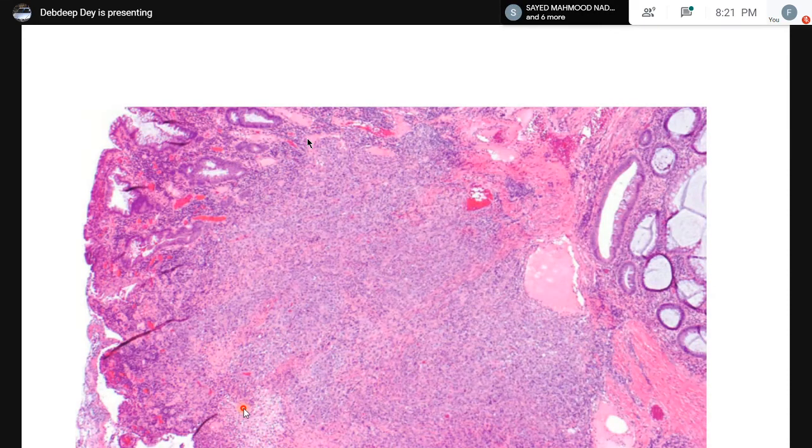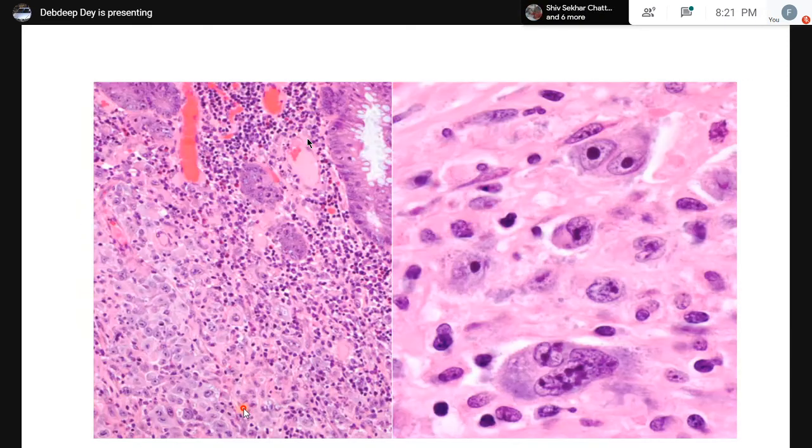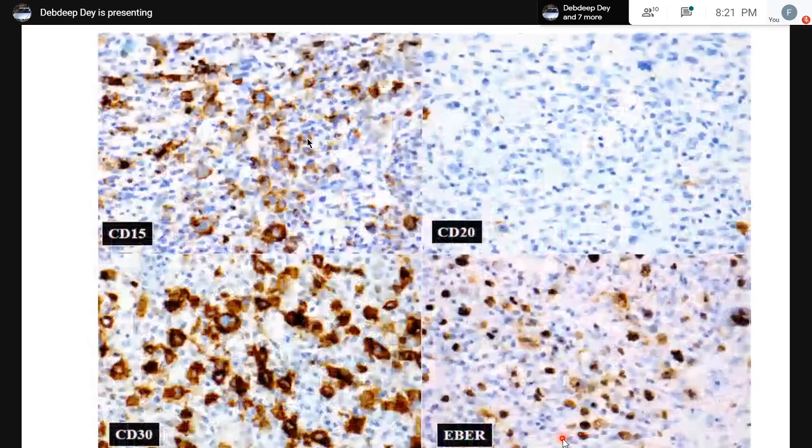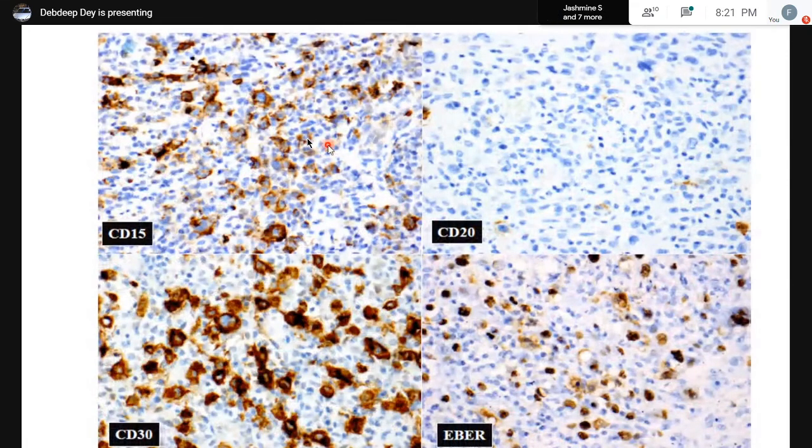So this is a picture. I thank again Professor Judith Ferry for the slides. This is a very dense lymphoid infiltrate within which there are these very nice binucleate cells with prominent eosinophilic nucleoli. These are positive for CD30, positive for CD15, negative for CD20, and EBER is positive.